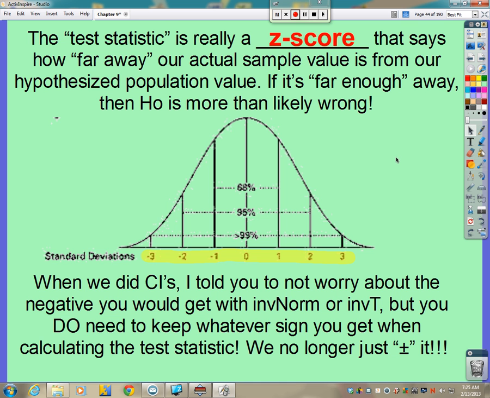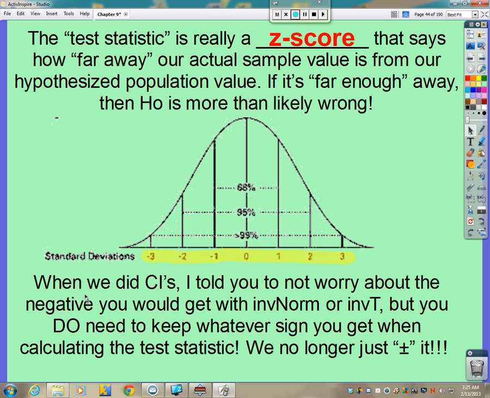So the test statistic, as I mentioned before, is really just a z-score for right now. If we're going to do a mean level problem, then it's really going to be a t-score. And so our z-score just says how far away our actual sample value is from our hypothesized population value. If it's far enough away, then our null hypothesis is more than likely wrong. It's not definitely going to be wrong, but more than likely, because we mentioned in a previous video about type 1 and type 2 errors.